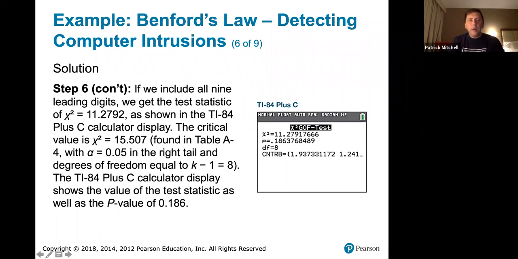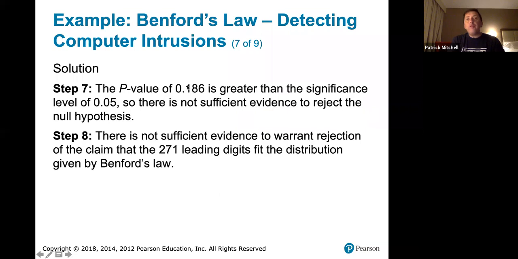All right, so we would get that off socialstatistics.com. The p-value of 0.186 is greater than the significance level of 0.05, so there is not enough evidence to reject the null hypothesis. There is not sufficient evidence to warrant rejection of the claim that the 271 leading digits fit the distribution given by Benford's law. It looks like it fit Benford's law.